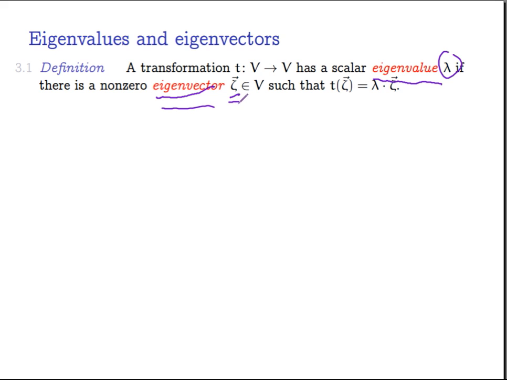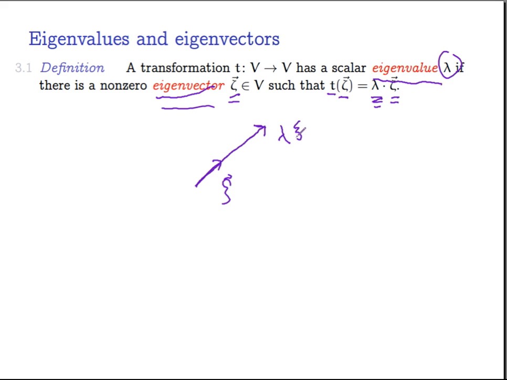If there's a vector zeta in the vector space V such that the transformation applied to that vector is equal to that constant eigenvalue times the vector. So in other words, the transformation acts on this eigenvector as a scaling. If zeta goes in this direction, then the action of the transformation on zeta will tend to scale it along the same direction.